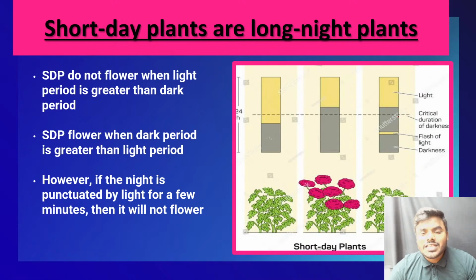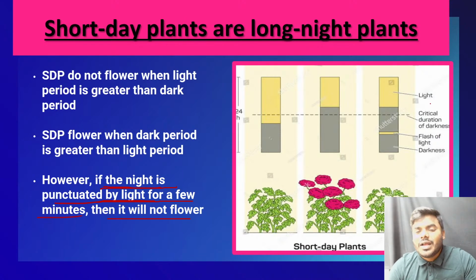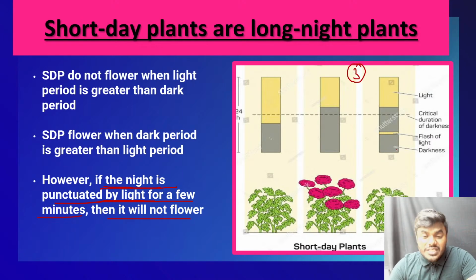The first two conditions are very easy to understand. Now don't confuse. However, if the night is punctuated, everyone try to understand this particular line: if the night is punctuated by a light for a few minutes, then it will not flower. Every student, first of all look into the picture carefully. Originally in the third diagram, which is more? Night is more. Which is less? Day or light is less. Now 100% the short day plant has to flower.